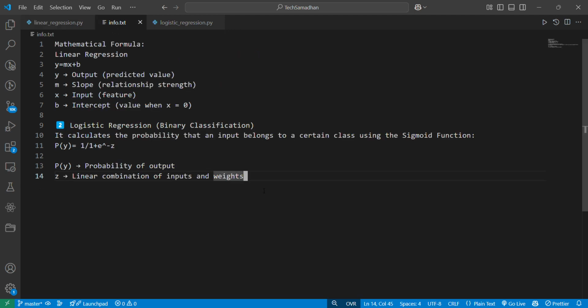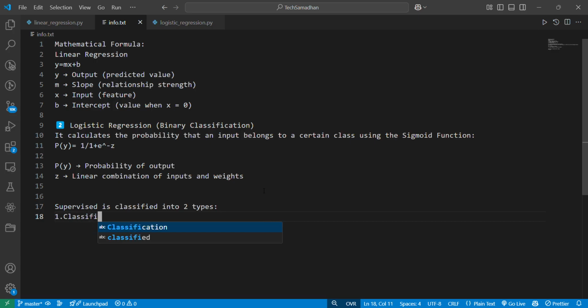One thing to note down here is that supervised learning is classified into two types. Okay, so first is classification, and the second one is regression. So see, machine learning is classified into supervised, unsupervised, semi-supervised, and reinforcement learning. Furthermore, supervised learning is classified into classification and regression.